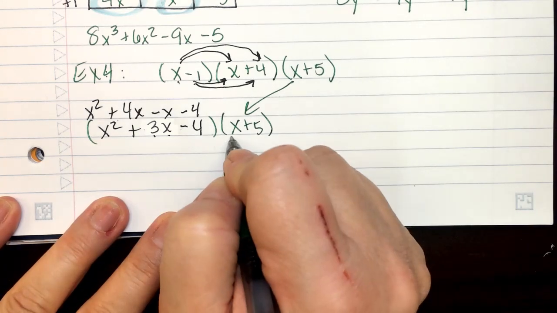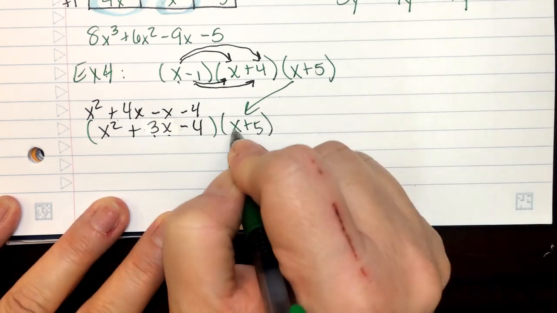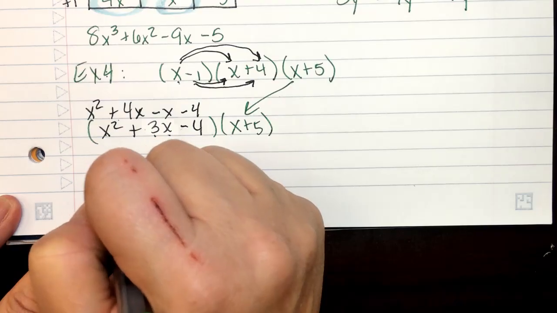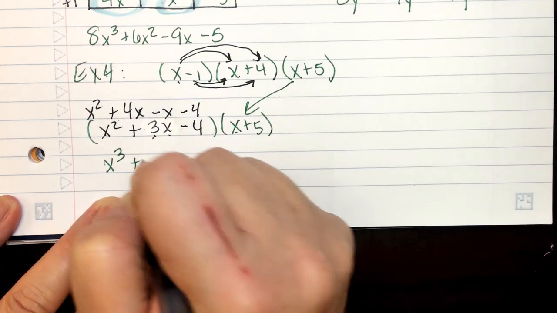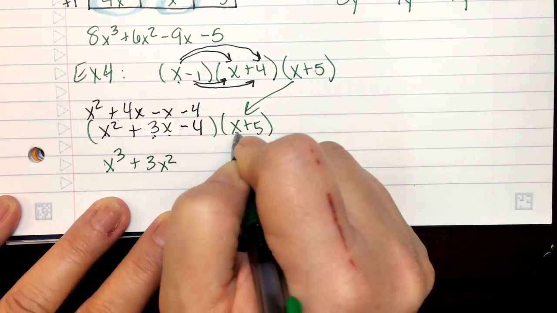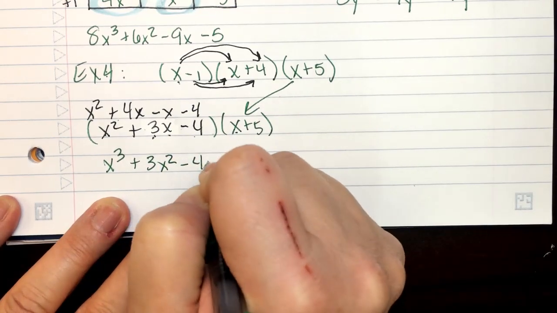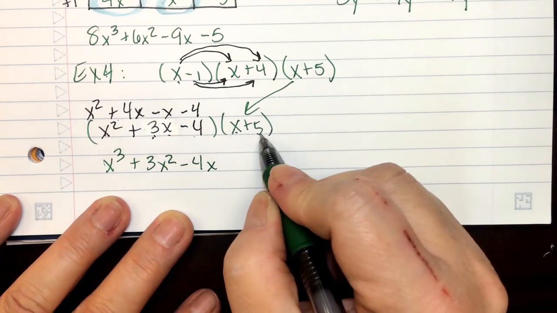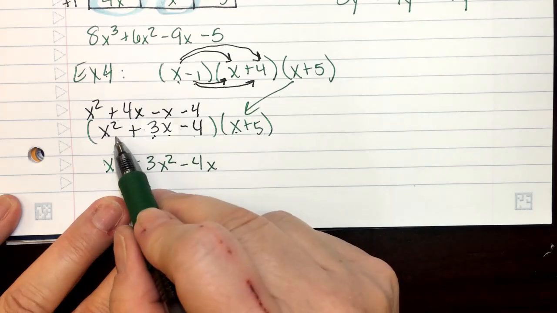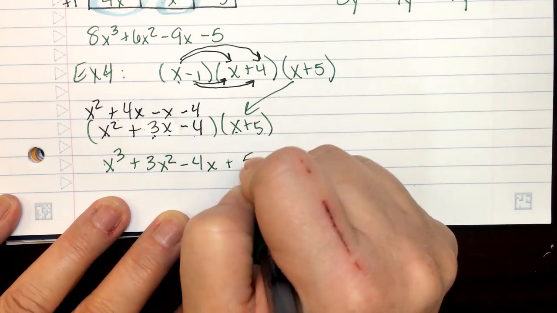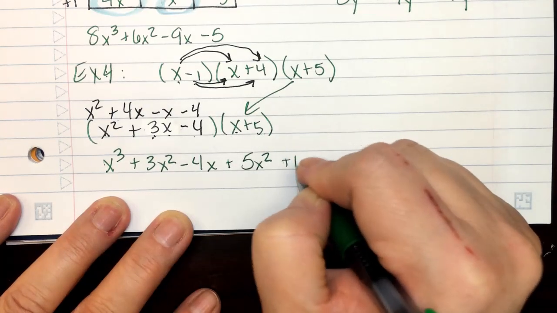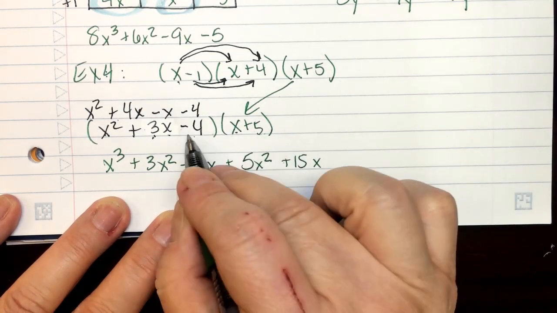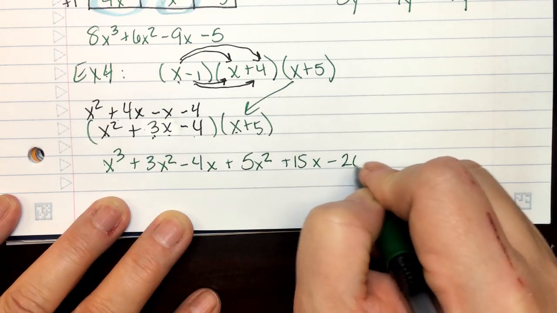So we have to multiply x by each one of those. So x times x squared gives us x cubed. x times 3x gives us 3x squared. And x times negative 4 gives us negative 4x. So now we're going to do the same thing, but with 5. So 5 times x squared gives us 5x squared. 5 times 3x gives us 15x. And 5 times negative 4 gives us negative 20.